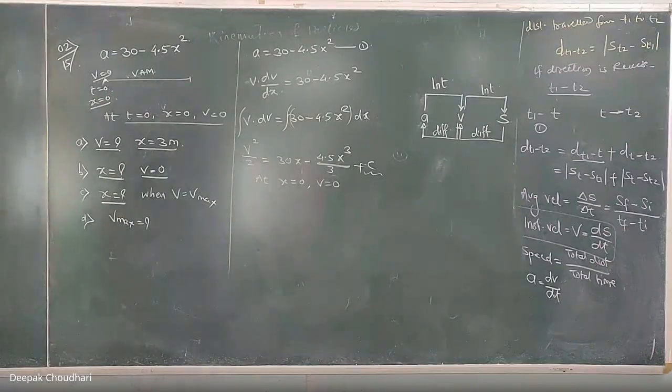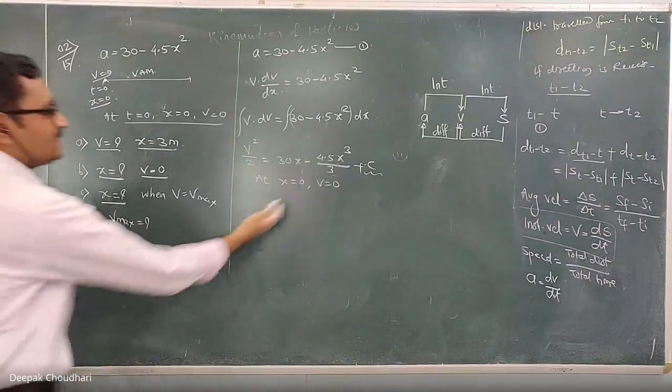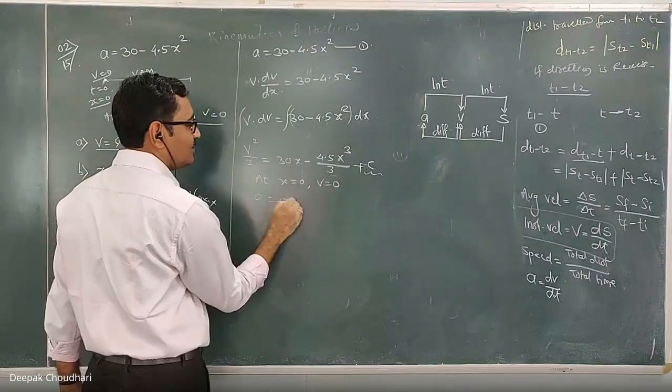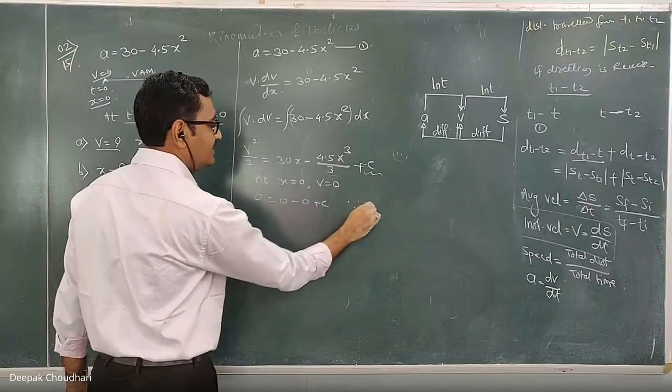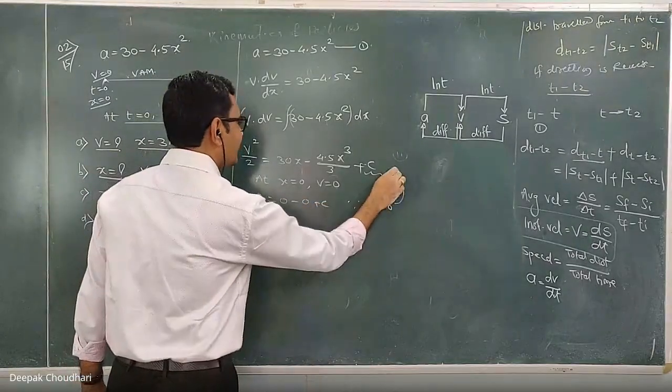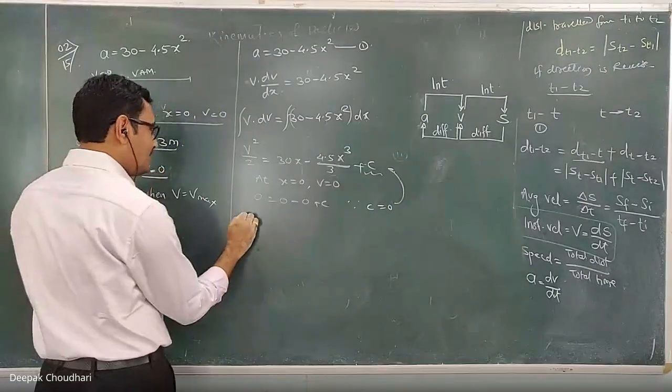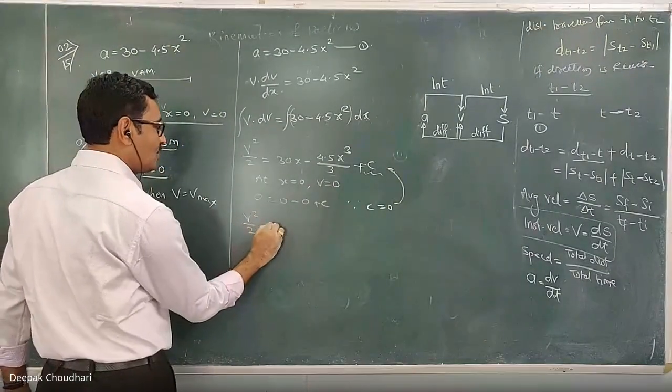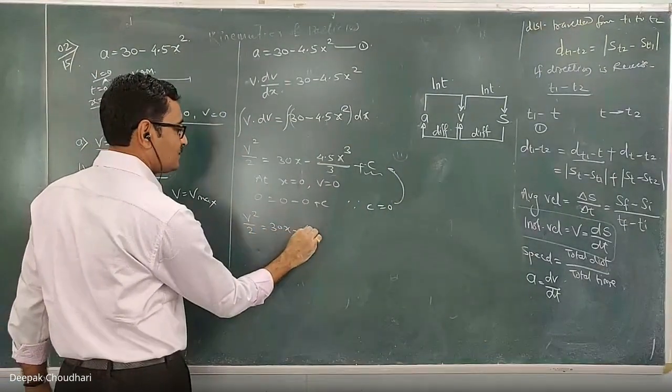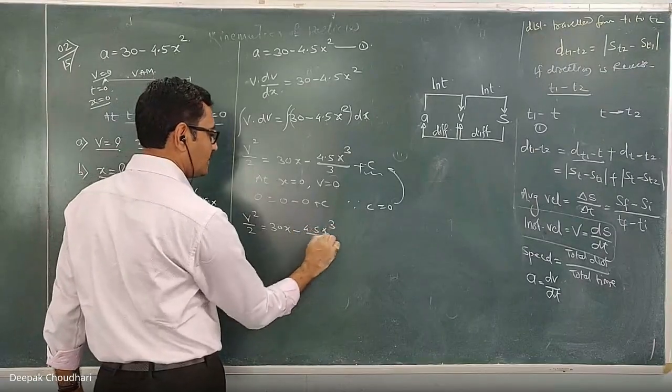That boundary conditions are known to you. Now if I substitute this boundary condition in this equation, so it is 0 equal to 0 minus 0 plus c, and hence c is also equal to 0. Let us again substitute that c equal to 0 in this equation. So the equation becomes v square upon 2 equal to 30x minus 4.5 x cube upon 3.